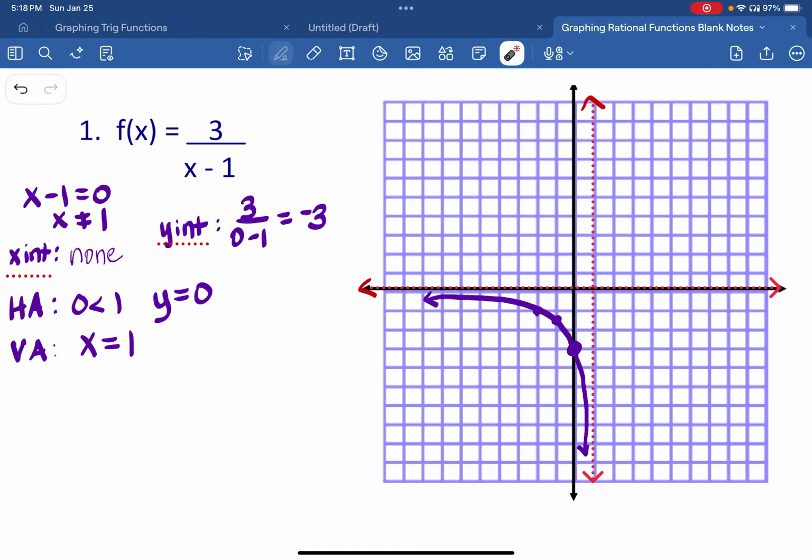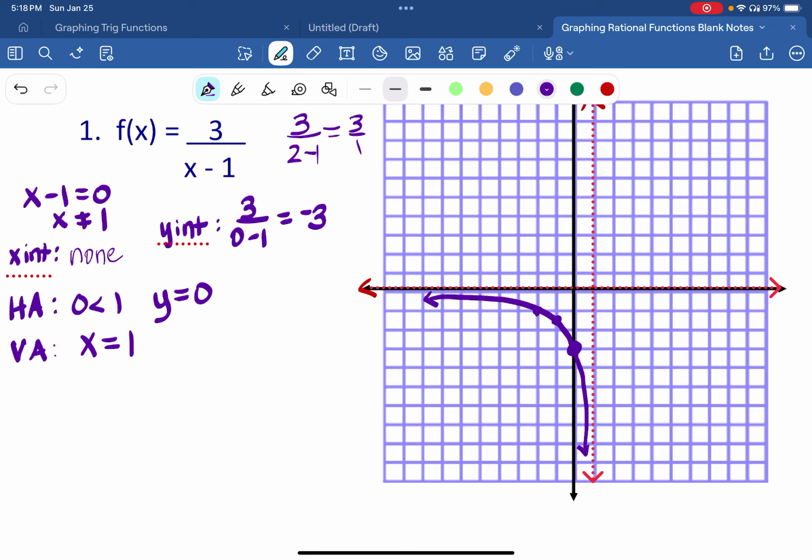If I plug in 2, so I'll have 3 over 2 minus 1, which is going to be 3 over 1, which is 3. So at 2, we're going to graph 3. So we're going to go over 2 and up 1, over 2, up 1, 2, 3 right there. Okay, and that's honestly enough information to get a pretty good graph here.